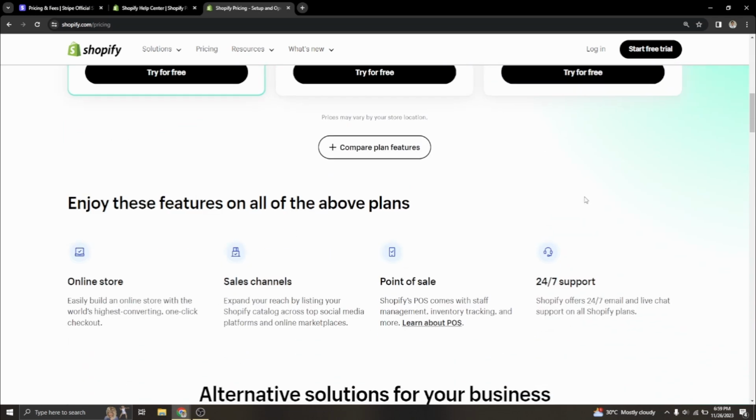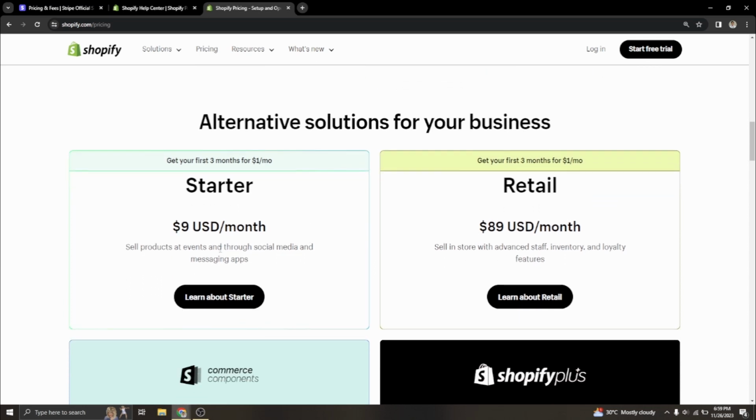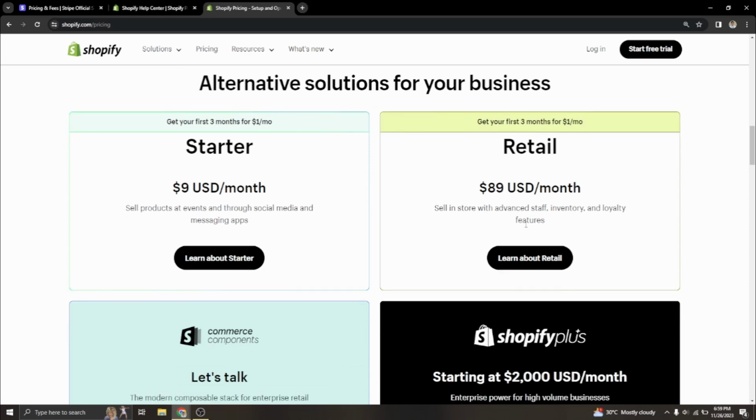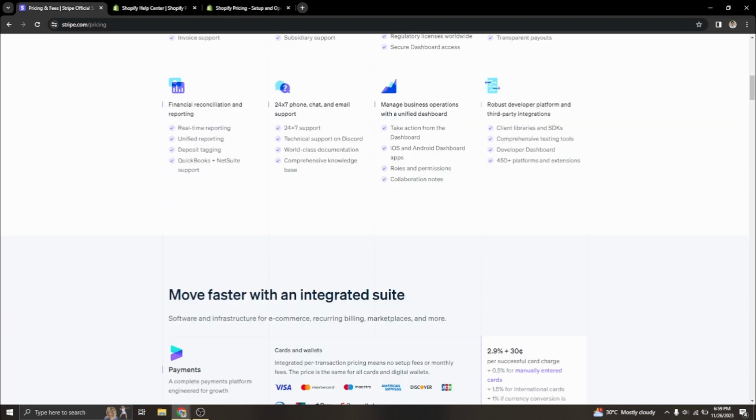If you are going to use Lite or Shopify Starter, you can sell products through social media and messaging apps. It costs around $9 per month. And for retail, they have $89 per month, wherein you can sell in store with advanced staff, inventory, and loyalty features.